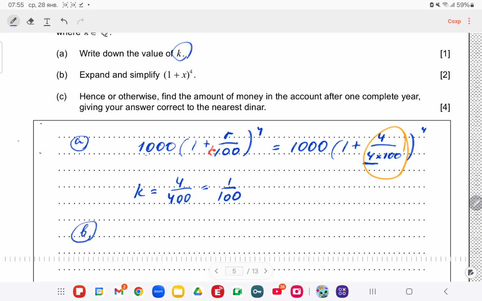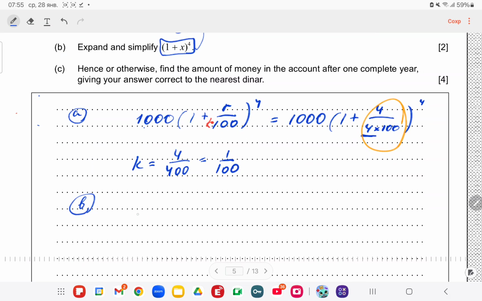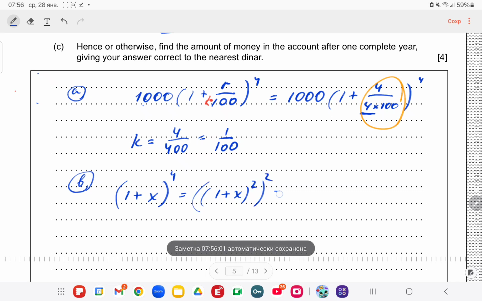In part B it says expand and simplify, and you see that this question has no relation to the previous one, which means we can even start with this question if you don't know how to solve part A. Okay, so opening the brackets, how can we open the brackets? There are several ways. We can use Pascal's triangle, or we can make this approach. I will use this approach.